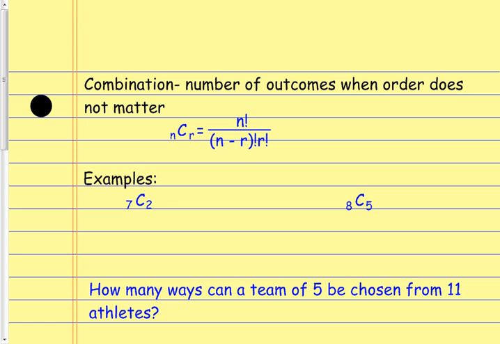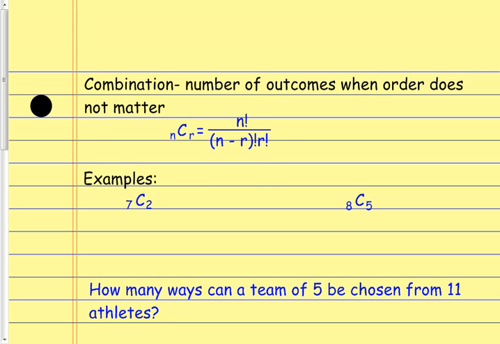Really the only difference here in terms of the formula is I add an extra r factorial here. N is still the total number. R is still the number that we're choosing. So we have n factorial over n minus r factorial times r factorial in that denominator. And so really what it does is it helps to narrow down and reduce the number of possibilities here because I don't care about the order.